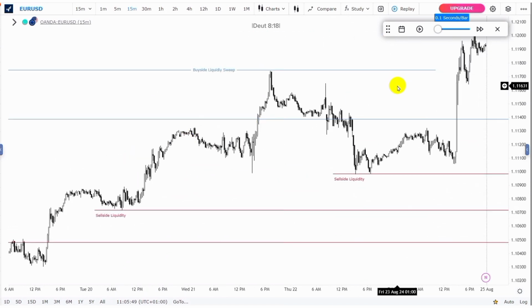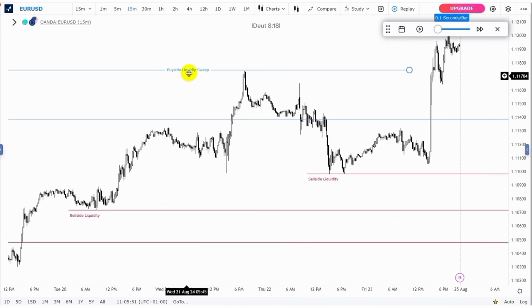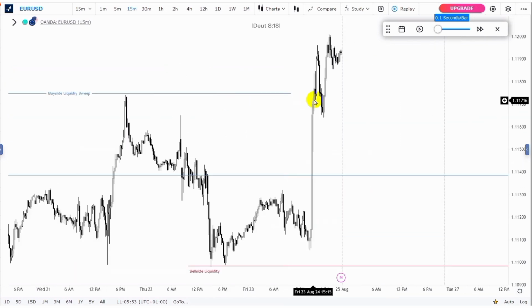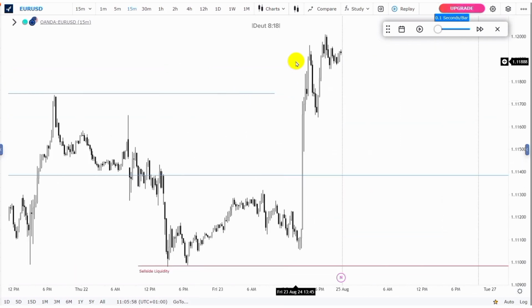So this is actually the buy side liquidity sweep identified from the 4-hour time frame, but what you can see, it's basically more of a break of structure. So that is why you need to understand the higher time frame price delivery, so that when you drop to the lower time frame, you won't really get confused.